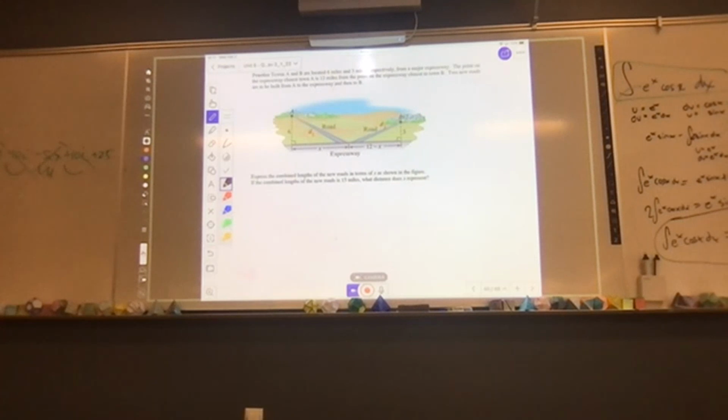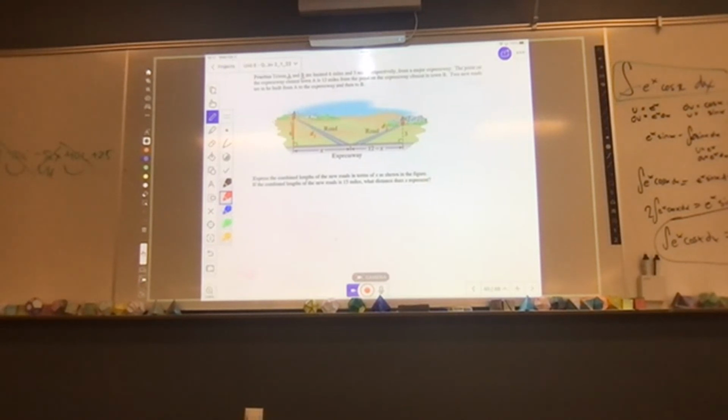We have 2 towns. We have town A and town B. Here's A and B. They are located 6 miles and 3 miles respectively from a major expressway. Does that make sense so far? Now, the point on the expressway closest to A is 12 miles away from the point closest to B. So far, so good still?